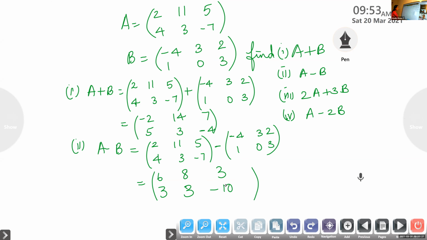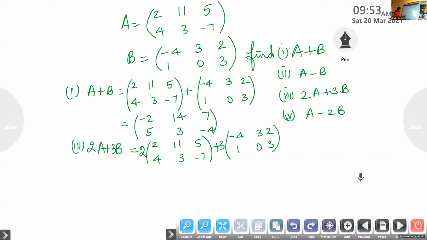Okay. Now next one. Find out what is 2a plus 3b. Third one is find 2a plus 3b. So 2 into this one plus 3 into the other matrix. So how to do this?